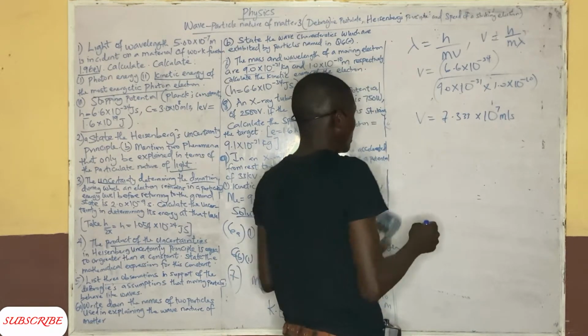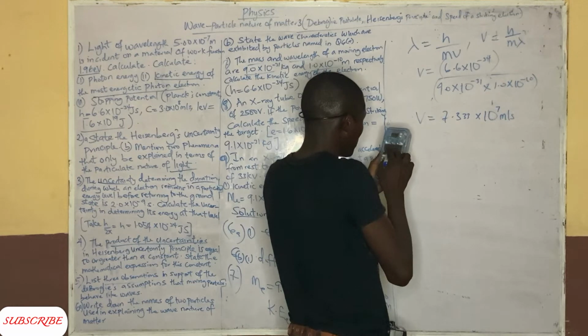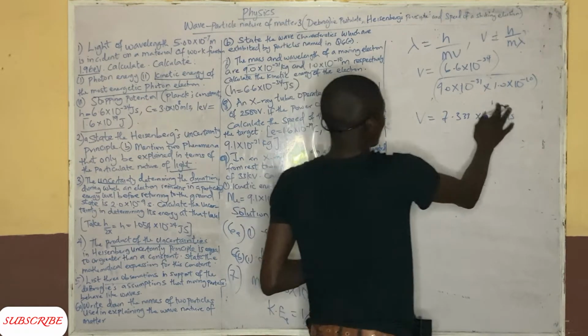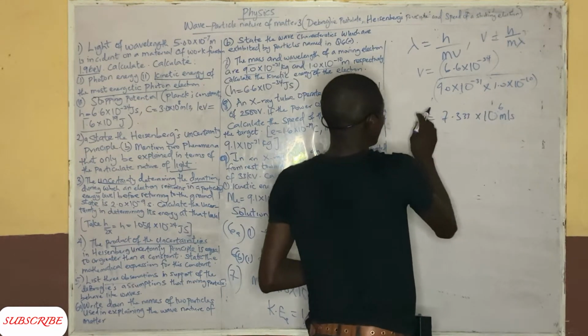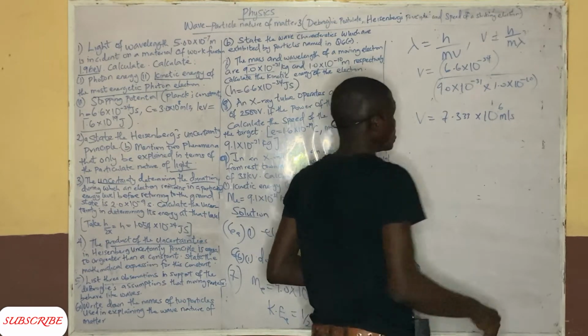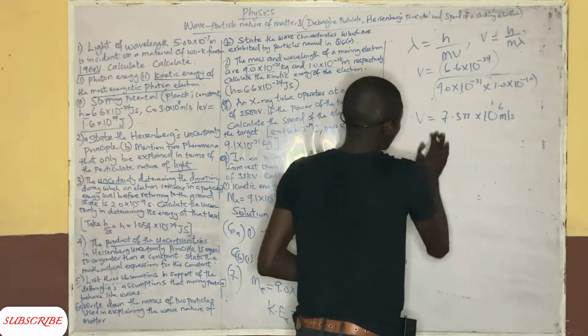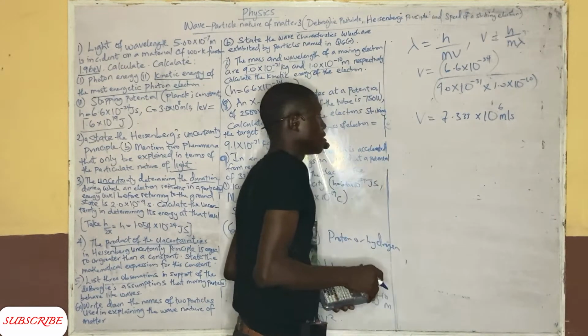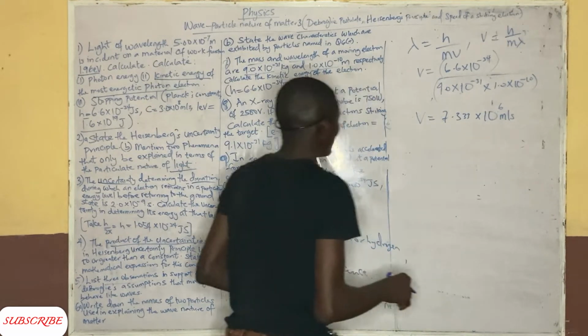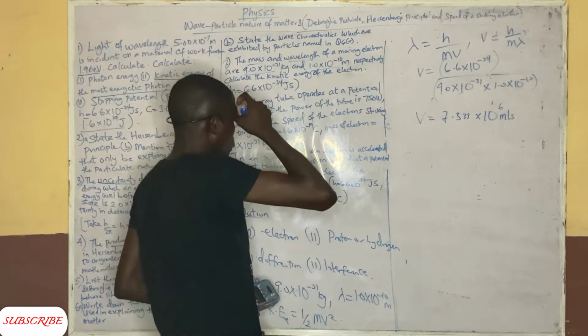So we have 7.3, 1, 2, 3, 4, 5, 6. So we have 10 to the power what? 6. v equals 7.33 times 10 to the power 6 in standard form, because we need to express it in standard form. So this is the answer in standard form, 7.33 times 10 to the power 6. So that's the velocity.